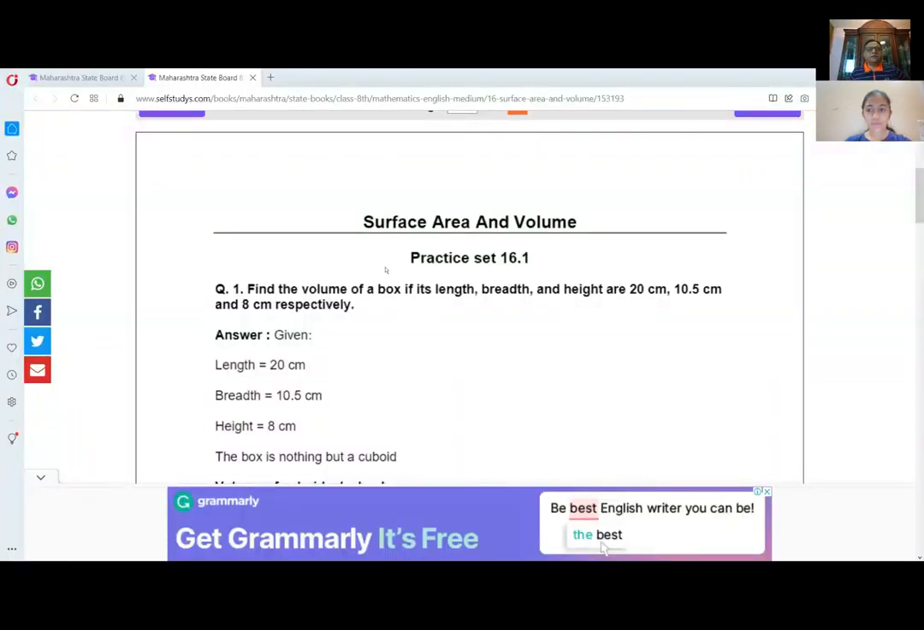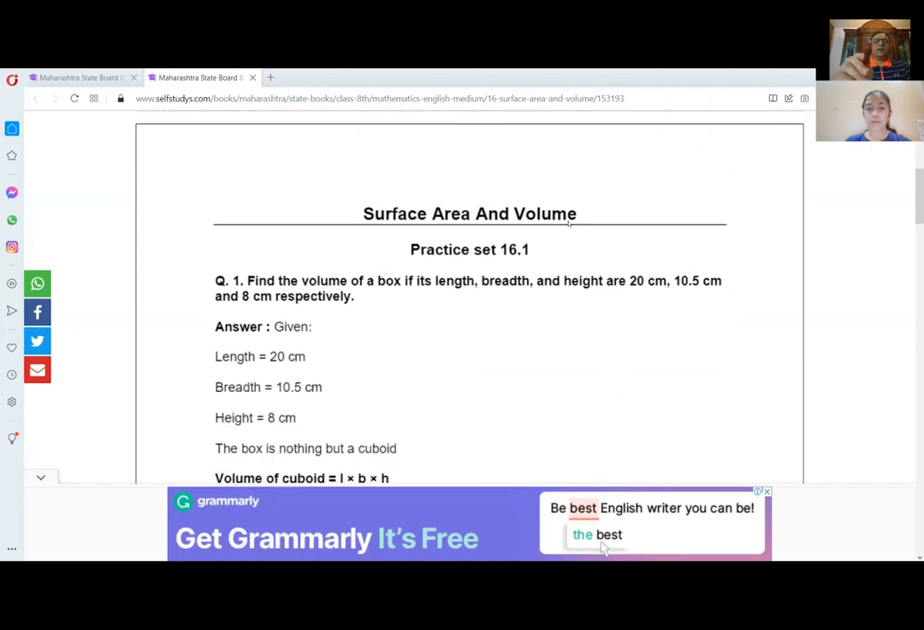Okay. I've shared the screen. Can you see? Yes, it is coming up. Yes, I can see it now. Can you please read the first question and answer?